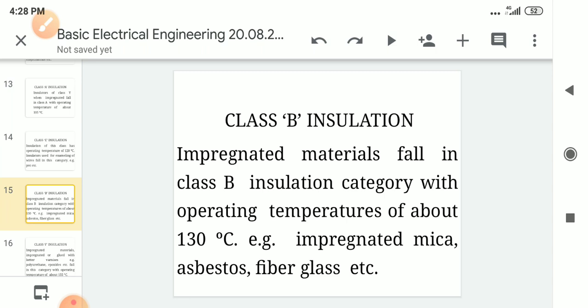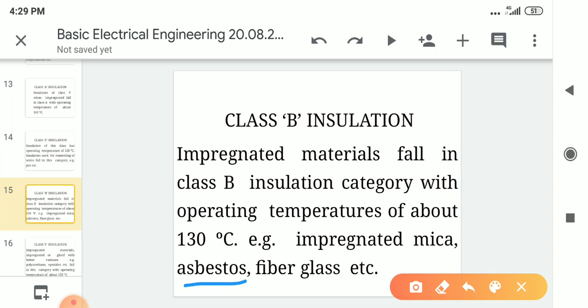After that, class B insulation. Impregnated material falls in the class B insulation material category with a maximum working temperature of about 130 degrees centigrade. Examples for these materials are mica, glass fiber, asbestos.